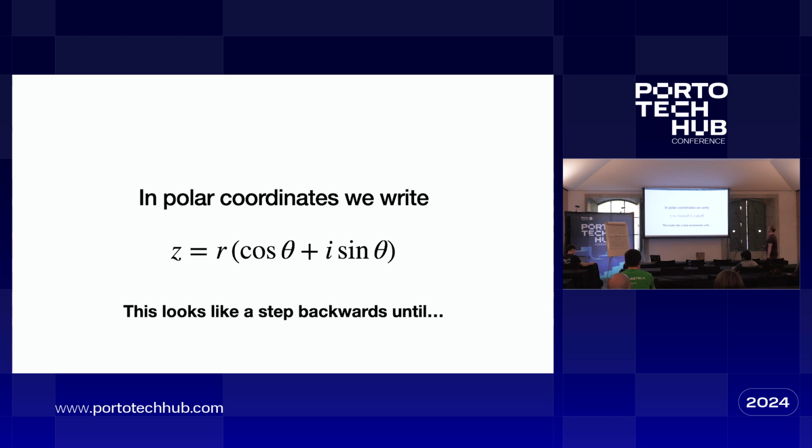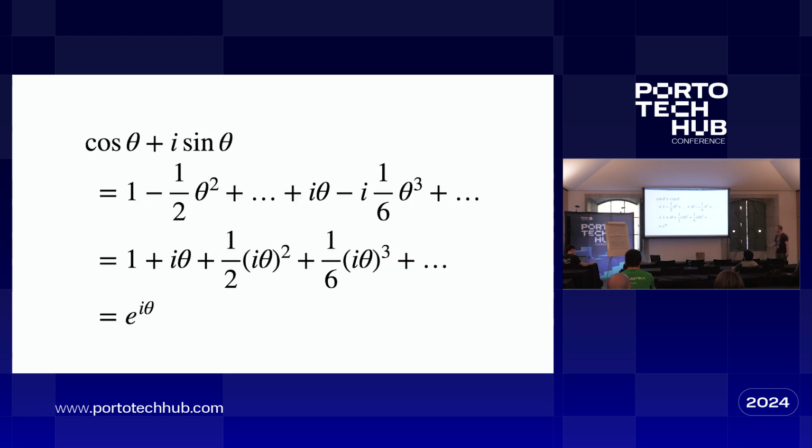Except then there's this amazing trick we can do. We can write cos and sine as their Taylor series. The Taylor series for cos is 1 minus a half theta squared plus other even powers of theta. And the Taylor series for sine is something with odd powers of theta. And so if we add these together, we get something like 1 plus i theta plus a half of i squared, which is minus 1, theta squared, plus and so on. And this is the Taylor series for the exponential function.